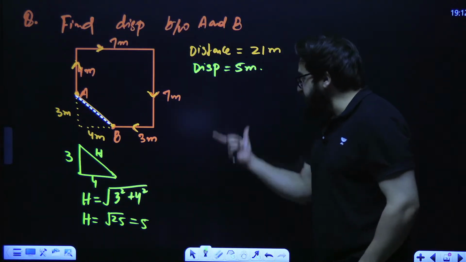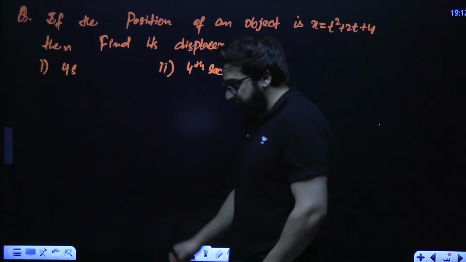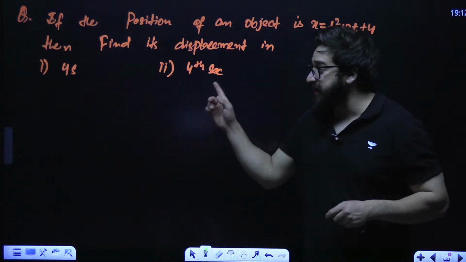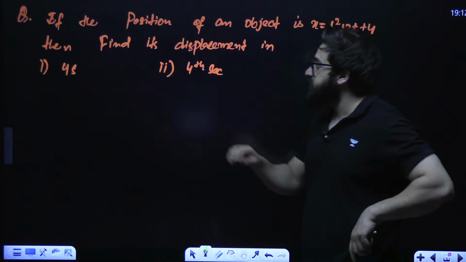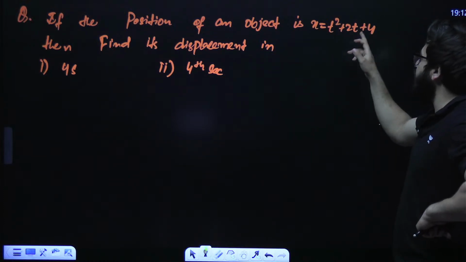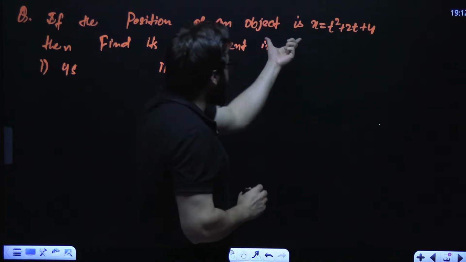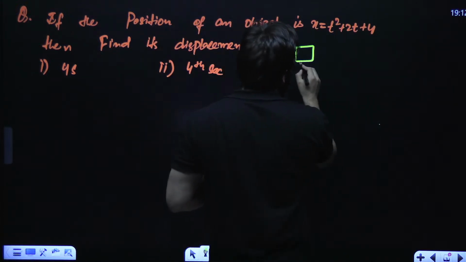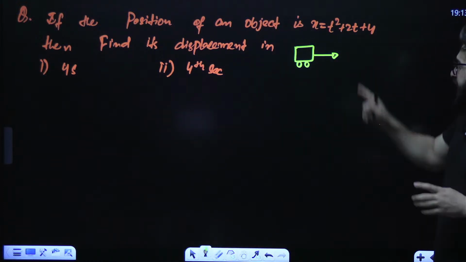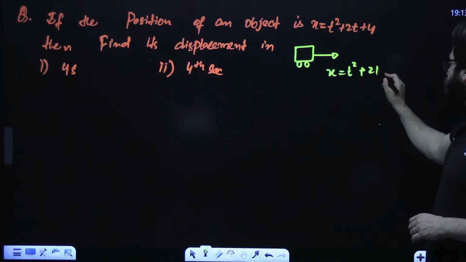Okay. So we say displacement in this case is 5 meters. Now guys, let's suppose we have a question something like this. If the position of an object is x = t² + 2t + 4. Here, the position of an object is changing with respect to time. Let's suppose this is an object, it is moving, and its position is given as x = t² + 2t + 4.